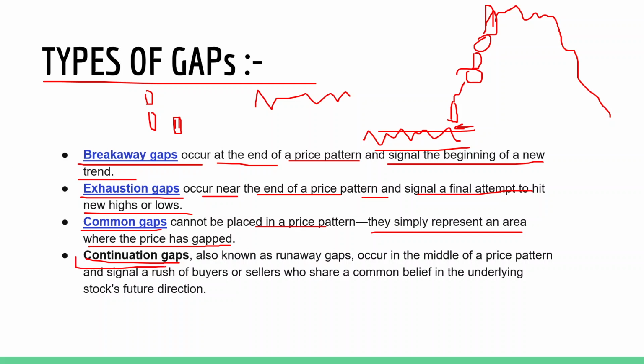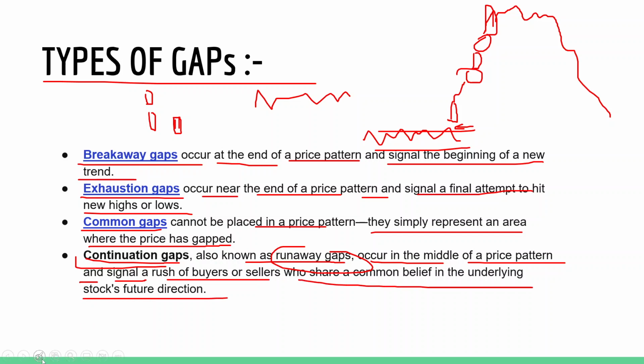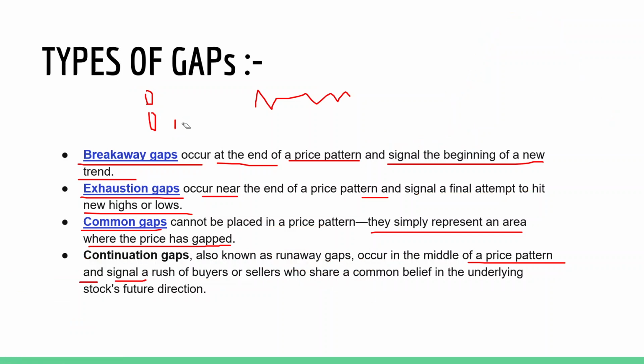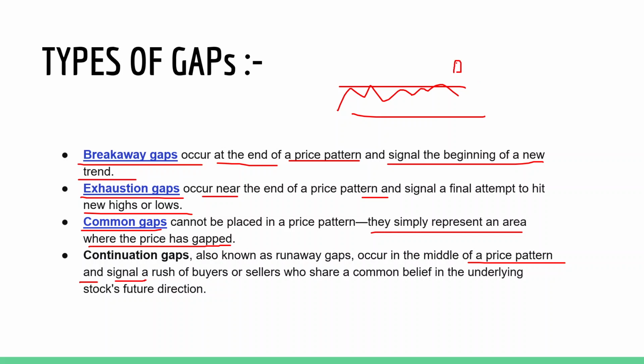And the next one is the continuation gap that I explained, also known as the runaway gap. This is the popular name, and it occurs in the middle of a price pattern, signaling a rush of buyers or sellers who share a common belief in the underlying stock's future direction. What I mean by that is, let me remove all these markings. I explained the breakaway gap that is formed after a consolidation. The price is just consolidating in a range, and a great big breakaway gap is formed, and after that the price started moving in a single direction.